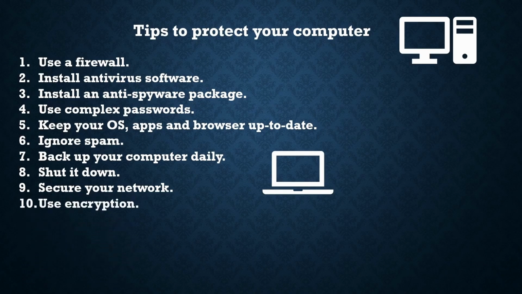Number 10 is use encryption. For example, even if criminals gain access to your network and files, encryption can prevent them from accessing any of that information. You can encrypt your Windows hard drive with the software called BitLocker. And on Mac OS, we have FileVault. You can also encrypt your USB flash drive that contains any sensitive or confidential information that you don't want to share. And you can also use a VPN to encrypt web traffic.